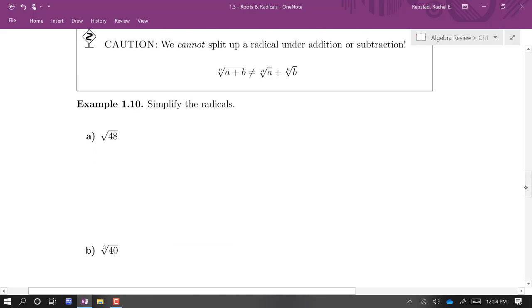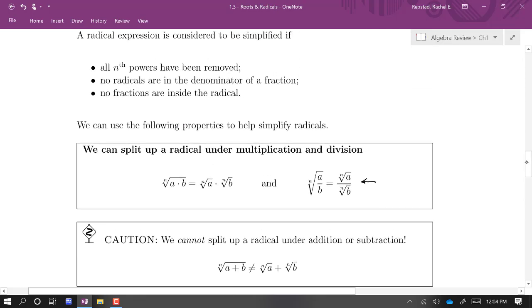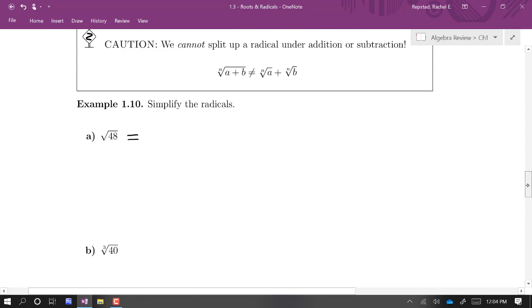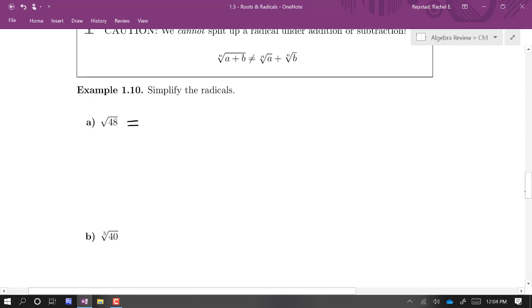All right, so we're going to spend some time simplifying. One of the first things this says up here is that all nth powers have been removed. So in this next example, we're working with the square root of 48. It's a square root, so I want to remove any perfect squared factors, is what that first bullet item says. There's a couple of different ways we can think about this.